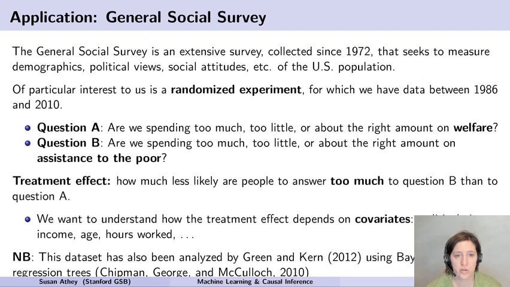The General Social Survey, again, is an extensive survey collected since 1972 that measures demographics, political views, and social attitudes of the US population. There was a question that was randomized where some individuals were asked whether we're spending too much money on welfare, while others were asked if we're spending too much on assistance to the poor. Those are the same thing, so the question is how wording the question affects the answers.